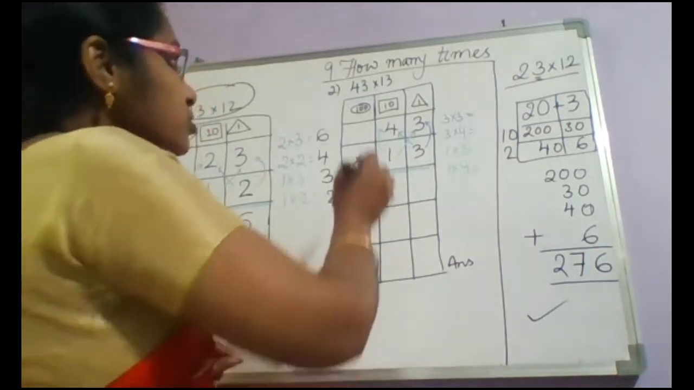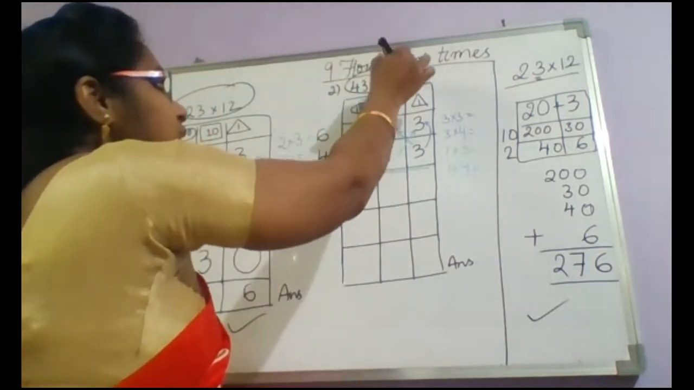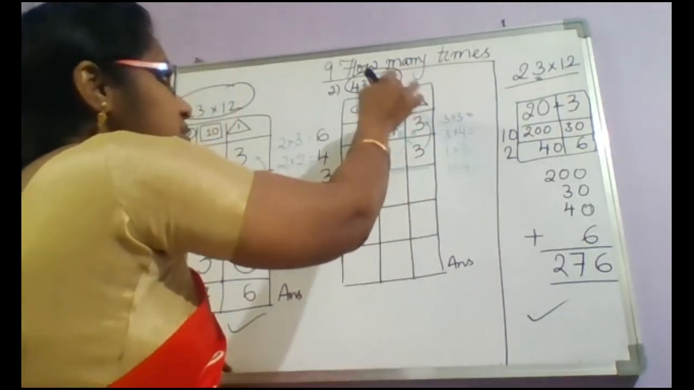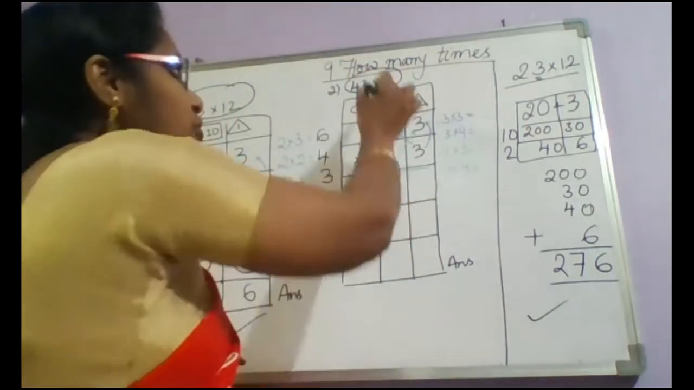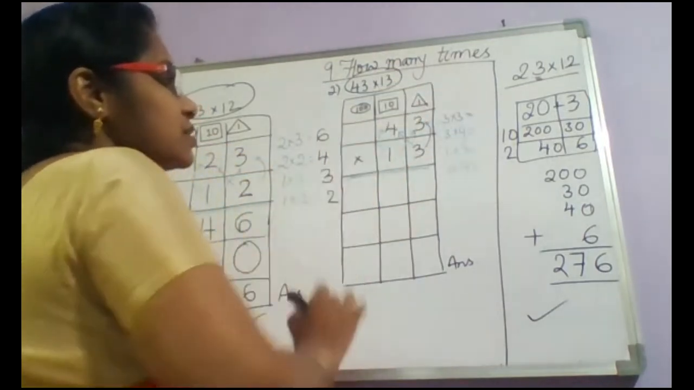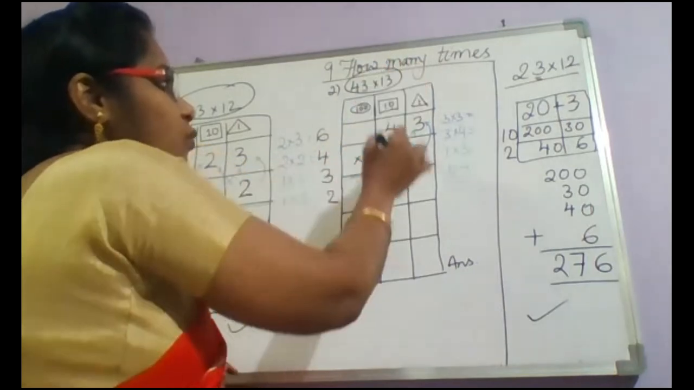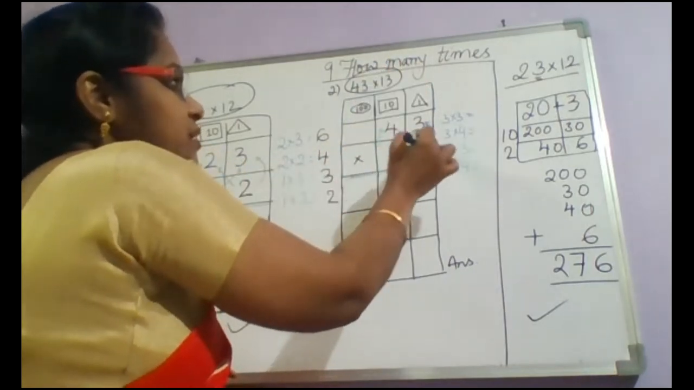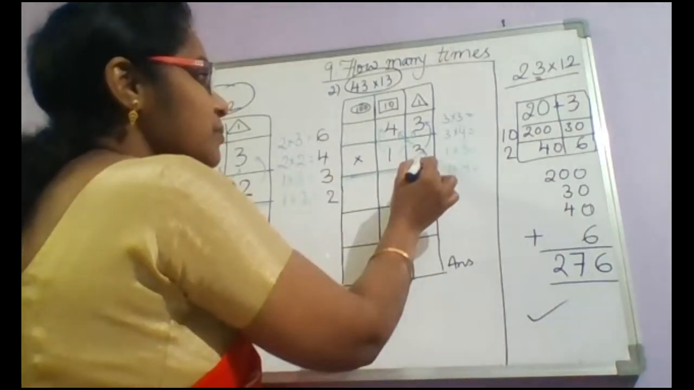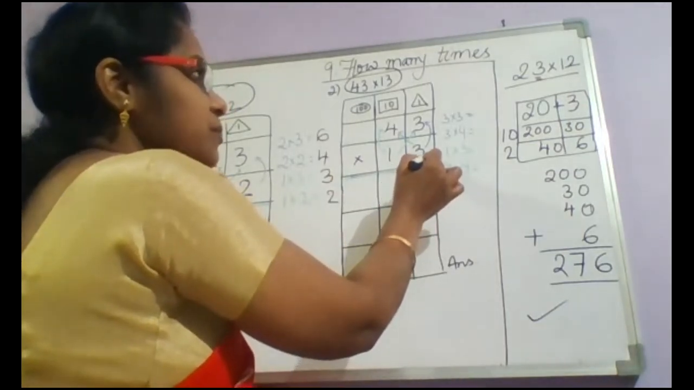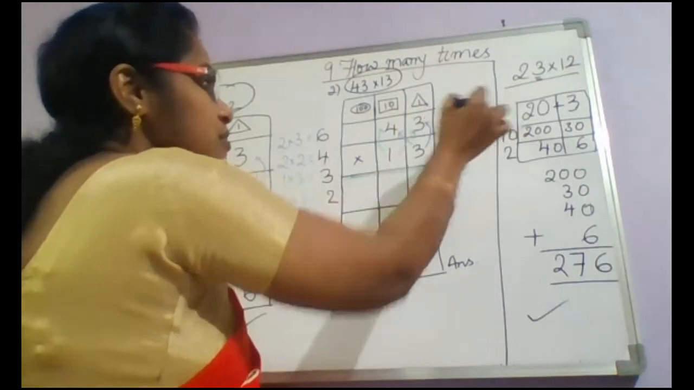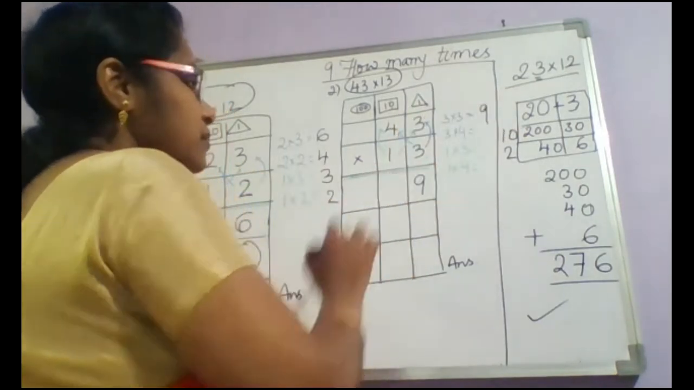Now, the question is 43 into 13. So ones, tens and hundreds. 43: 4, 3. 3 in ones, 4 in tens. 13: 1, 3. 1 in tens, 3 in ones. First step, you have to take the number in ones and multiply it with the number in ones. 3 3s are 9. So you are writing 9.